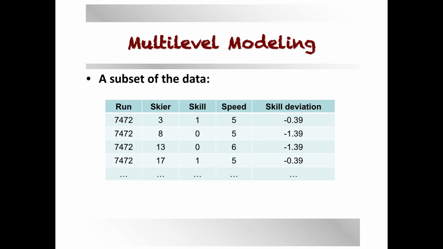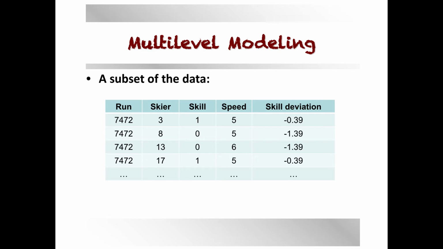So the first one here is the skiing example. We have run 7472, and then there's 10 different runs, with each of these having sort of like a barcode or a number code there to designate it. So we have a random sample of skiers from that particular run. Skill level is 0, 1, 2.